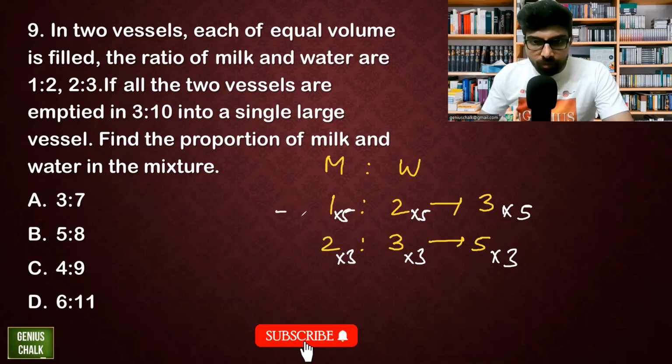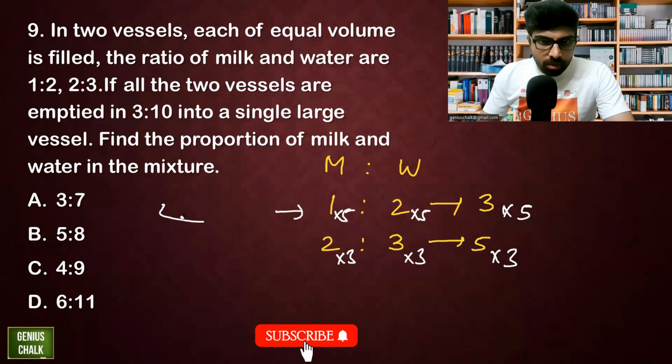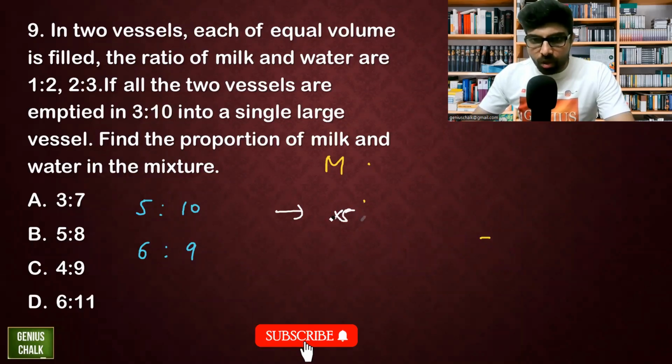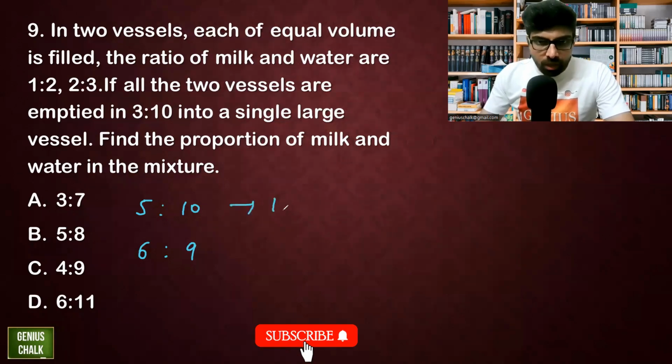So that becomes how much? Now this becomes 5:10. This is 6:9. Now both are giving 15. Fine. This is the first method of solving this question. So after this, it is 15 and it is 15. It is fine, perfectly fine.